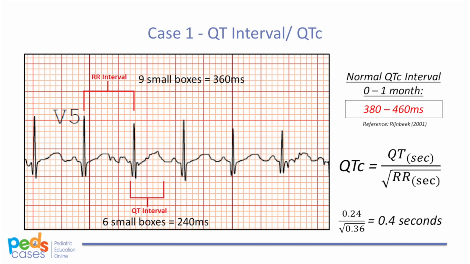Based on the Rijnbeek norms, the QTc duration for 4 weeks is between 380 milliseconds and 450 milliseconds. In our patient, the QT duration measured in V5 is 240 milliseconds. To calculate the QTc, you divide the QT duration by the square root of the preceding R-to-R interval. In our patient, the calculated QTc is 0.4 seconds, which is normal.